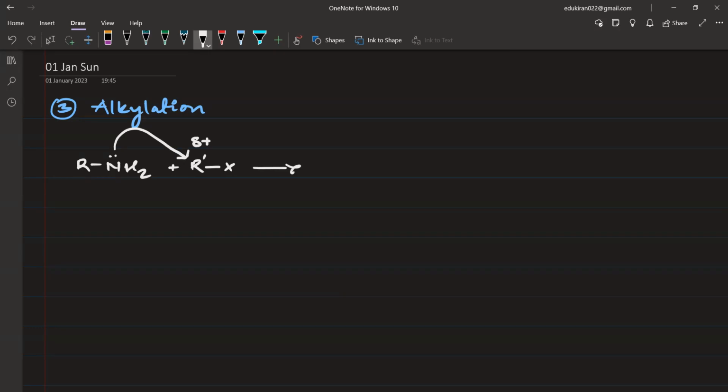And first of all, you are going to get R bonded to nitrogen. This nitrogen has 2 hydrogens and it is further bonded to R dash. So this R dash and this R dash are the same R dashes. Okay. So what is happening to the nitrogen atom? Nitrogen is getting alkylated because it has an extra alkyl group R dash. Now, this nitrogen will also have a positive charge because it is bonded to 4 different groups.